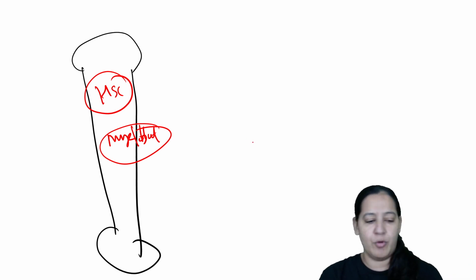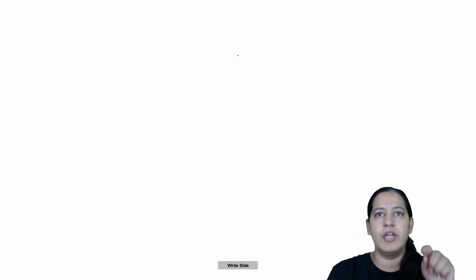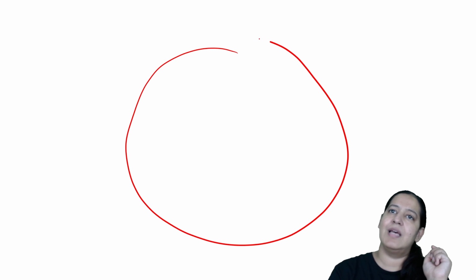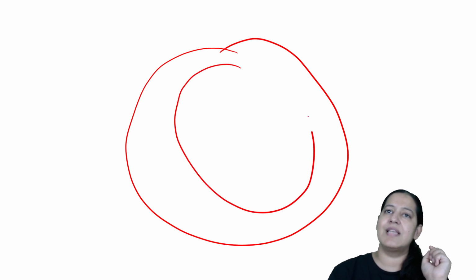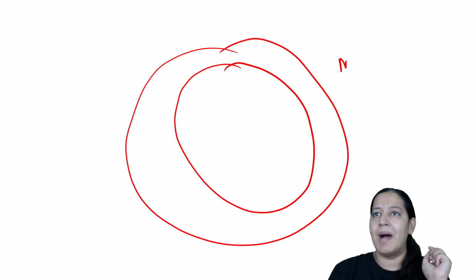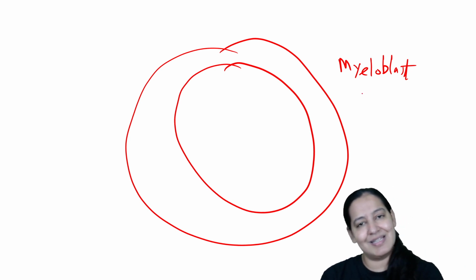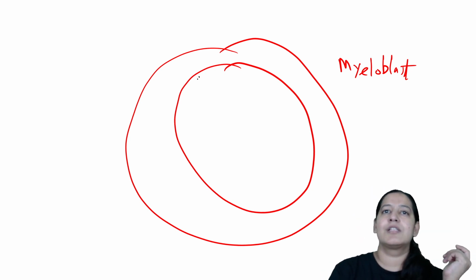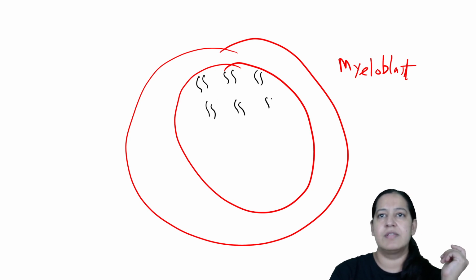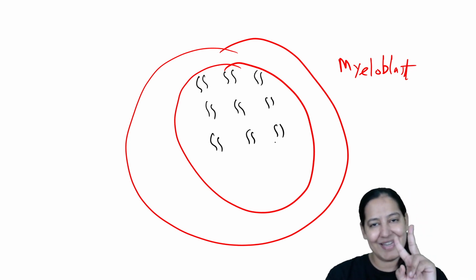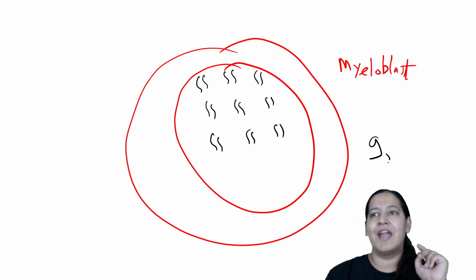So let me draw a myeloblast for you. I am drawing a cell. This is the cytoplasm of the cell. This is the nucleus of the cell. Which cell is it? It is a myeloblast. All human cells have 23 pairs of chromosomes, yes or no? Yes. So this cell also has 23 pairs. This is pair number 1, pair number 2, pair number 3, 4, 5, 6, 7, 8, 9. I will not draw all, so take 2 pairs out of it: pair number 9 and pair number 22.